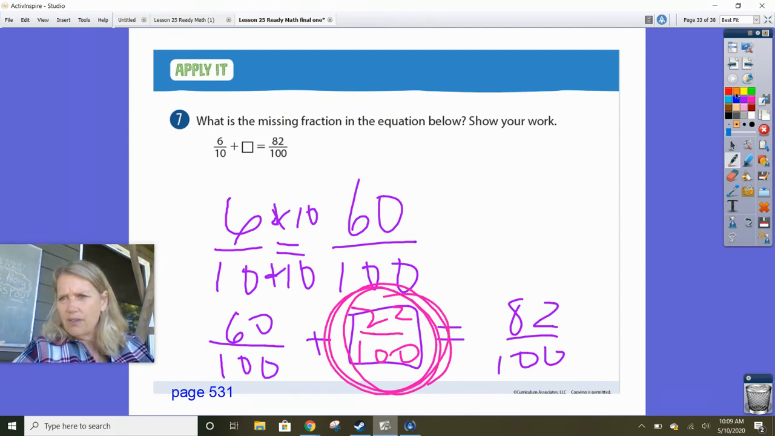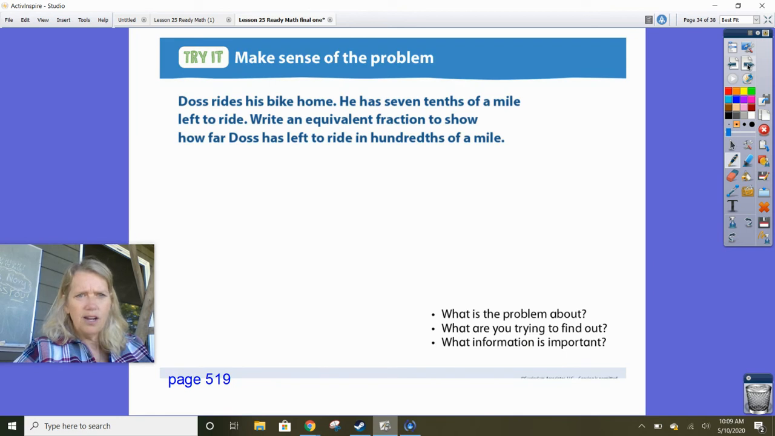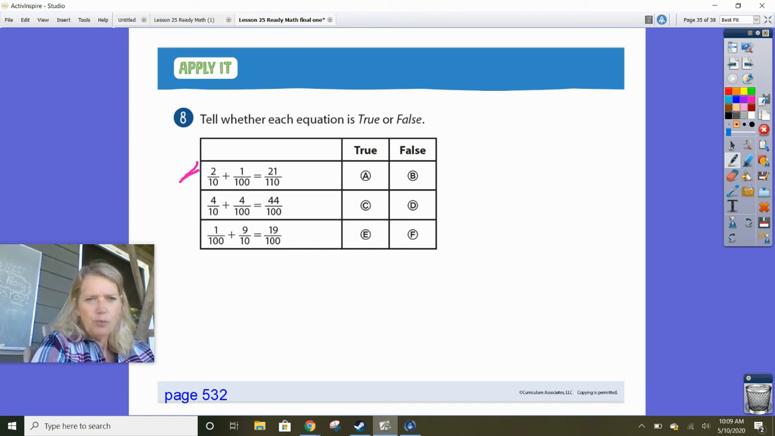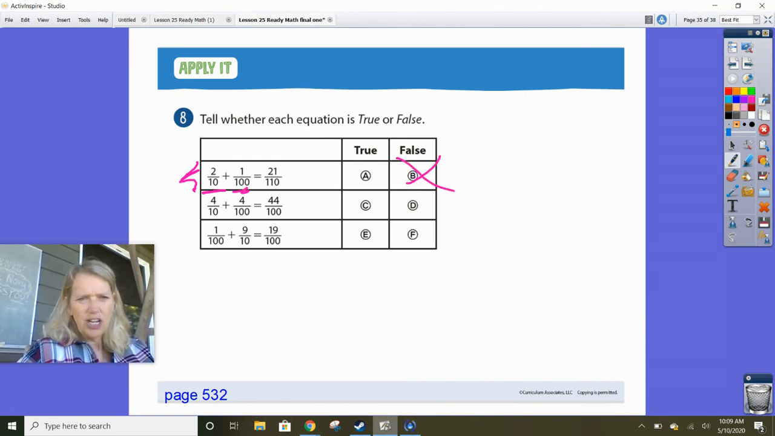This is number 7. I think I might have something weird here. There's number 8. Tell whether each equation is true or false. So you have to check each one. Yeah, they keep doing this. They keep trying to trick you, but you know better. You're not going to add a tenths and a hundredths. That's like the easiest thing to check for right there.